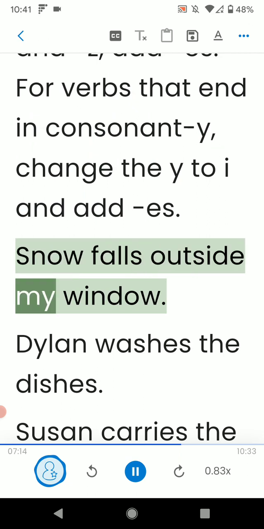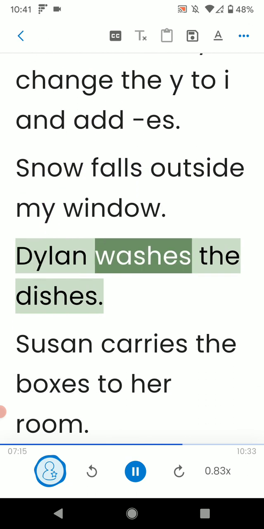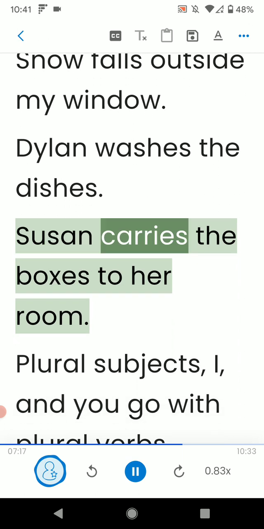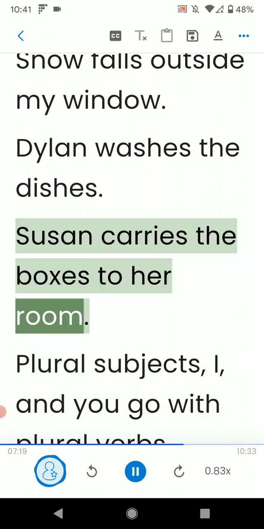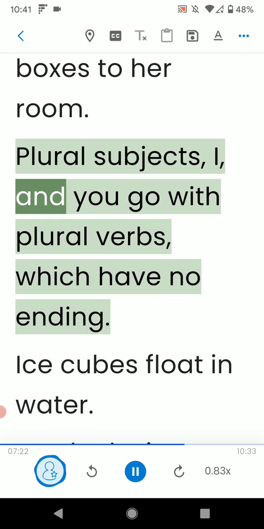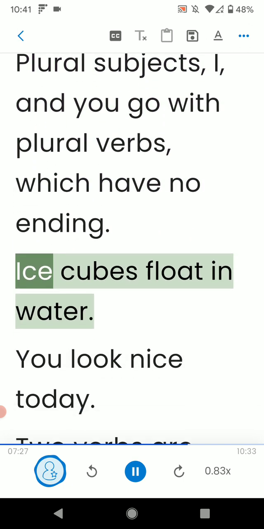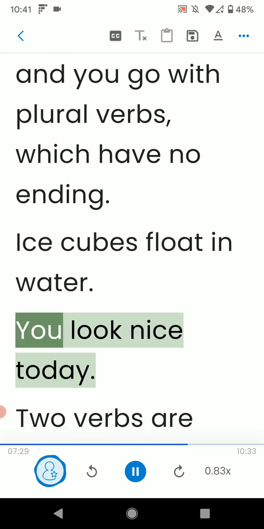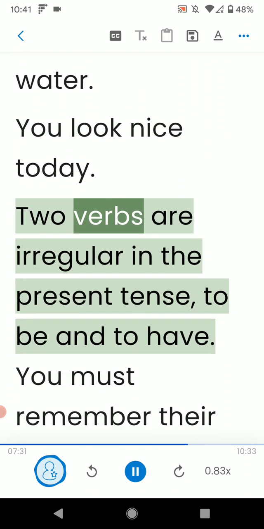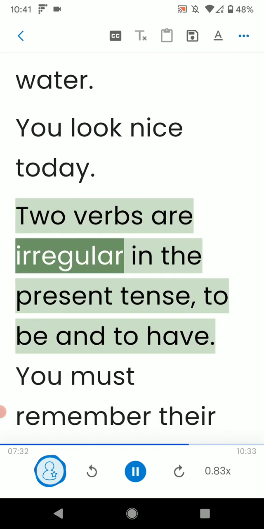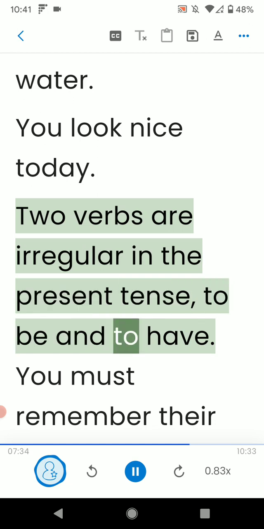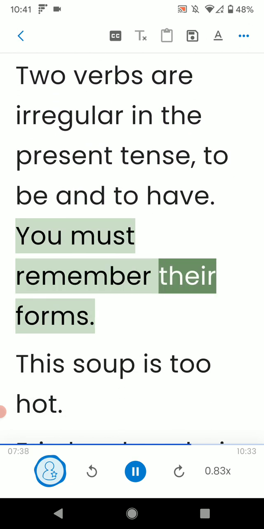Snow falls outside my window. Dylan washes the dishes. Susan carries the boxes to her room. Plural subjects, I and you go with plural verbs, which have no ending. Ice cubes float in water. You look nice today. Two verbs are irregular in the present tense, to be and to have. You must remember their forms.